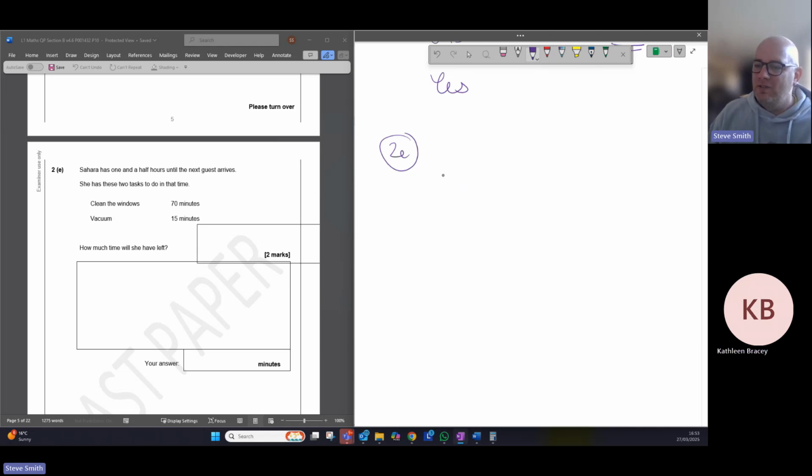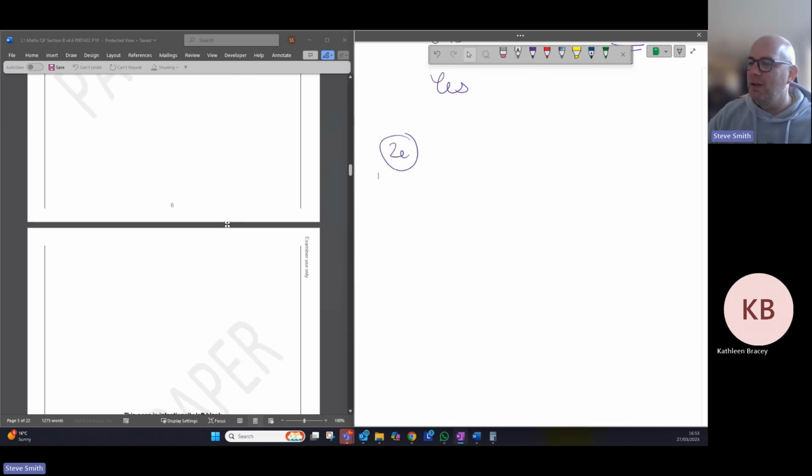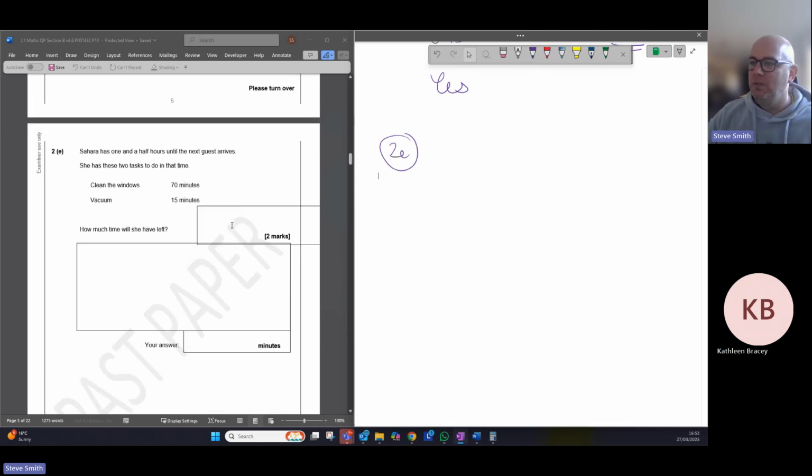Right, let's squeeze in a couple. Is this the last question on this section? Yes, okay, let's squeeze this one in. We've got plenty. Sarah has 1.5 hours until the next guest arrives. She has 2 tasks to do in that time: clean the windows and vacuum.